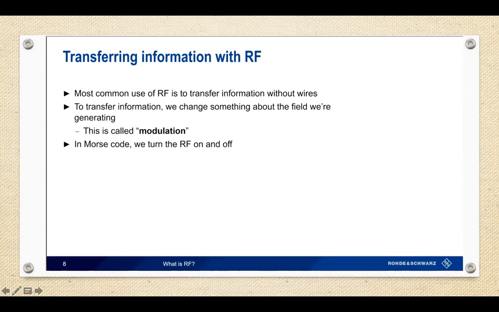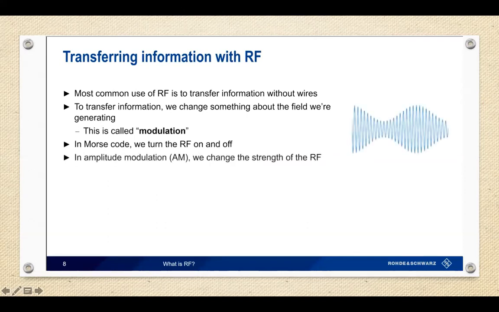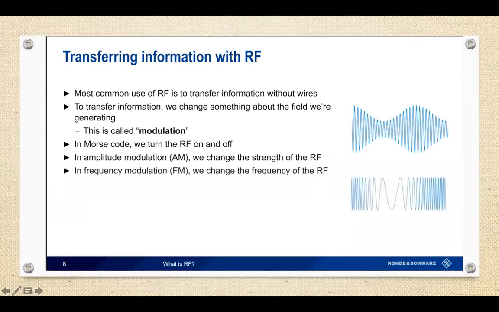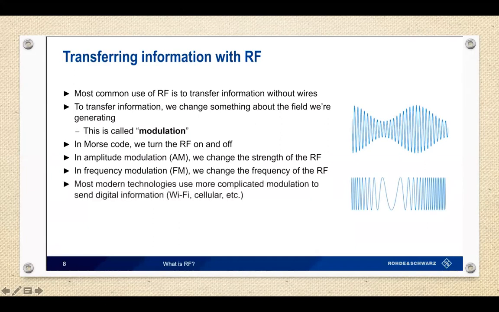The next step up from this on-off approach is amplitude modulation, or AM, where we change the strength of the RF to convey information. In frequency modulation, or FM, we change the frequency of the radiated signal, depending on the information we want to send. Both AM and FM are primarily used for analog modulation, such as in radio broadcasts. On the other hand, if we want to send digital information, we typically use more complicated modulation schemes, often changing both the amplitude and the phase or frequency shift of the RF at the same time.